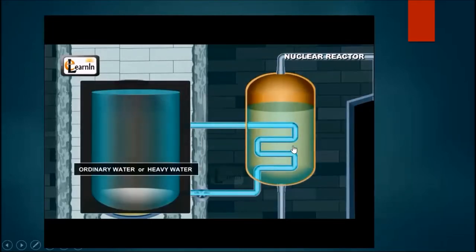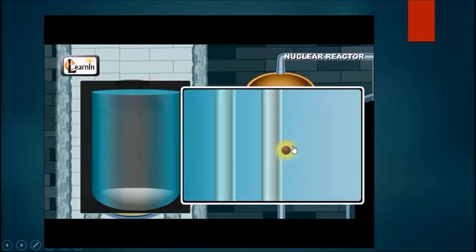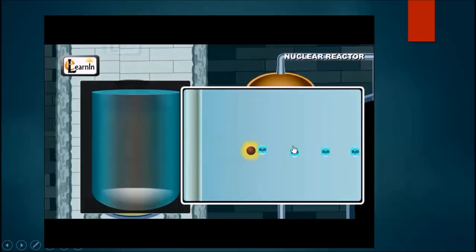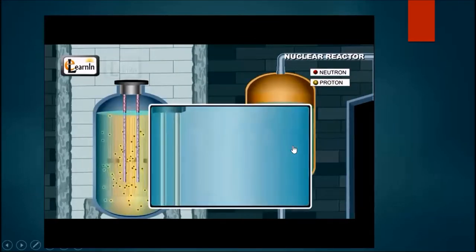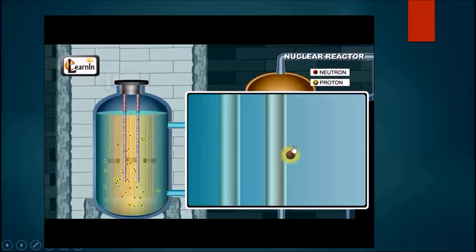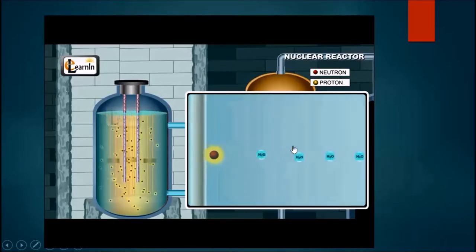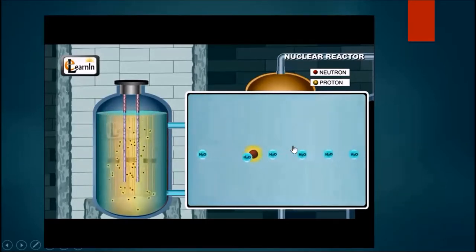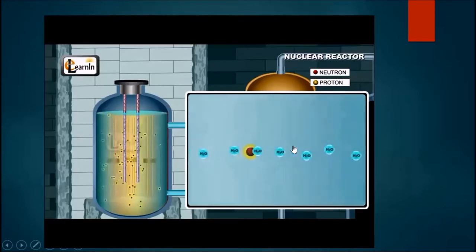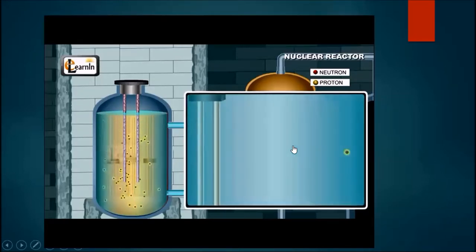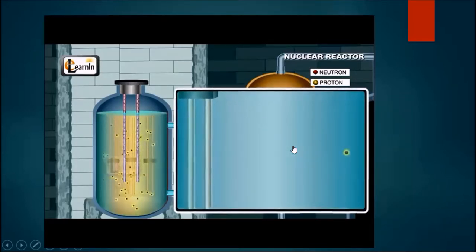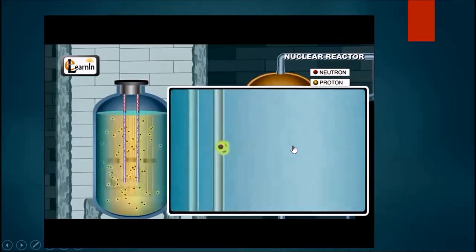Commonly, ordinary or heavy water is used as a moderator in nuclear reactors because of the deuterons present in them, which are capable of slowing down the neutron speed. Water molecules in the moderator are useful in slowing down the high-energy neutrons, which leave the fuel element after nuclear fission. These high-energy neutrons collide with water molecules, thereby losing some energy with every collision and therefore slowing down substantially. A new fission reaction can now be triggered using this slow neutron by striking it with the fuel element.